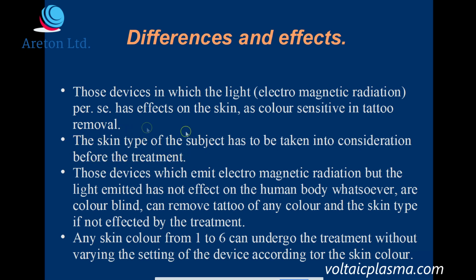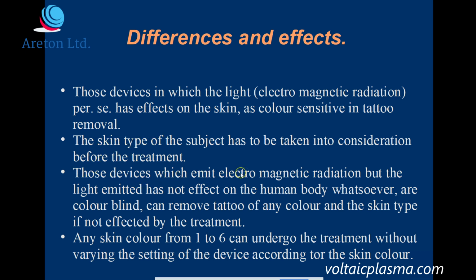So what we mean here is that whenever we are dealing with lasers, IPLs, and LED light treatments, the skin tone is very, very important. So you cannot treat a skin type 4, 5, or 6 at the same intensity that you're using for a skin type 1, 2, or 3, because the same intensity will be absorbed far more by the darker skin types due to the presence of melanin. This is why sometimes people prefer not to treat darker skin types with lasers or light emitting devices.